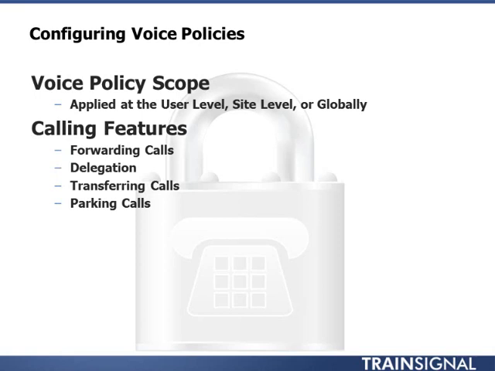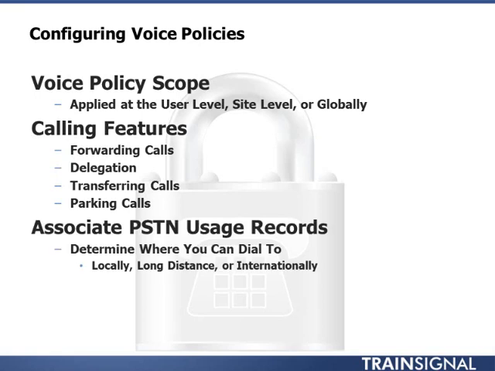When we set up our voice policies, we'll be able to determine which calling features our users have access to. So we can control whether the users can do things such as forwarding calls, using delegation, transferring calls, or even parking calls. The voice policies will also control the numbers that users can dial, or more specifically, where the users can call to. Voice policies will also have associated PSTN usage records inside of them. PSTN usage records determine where you can dial to, so they're number patterns that, if matched, will determine how a call gets routed. PSTN usage records determine whether you can dial locally, long distance, or even internationally.